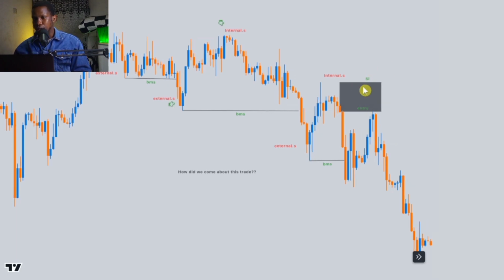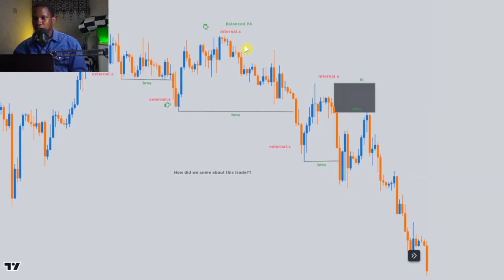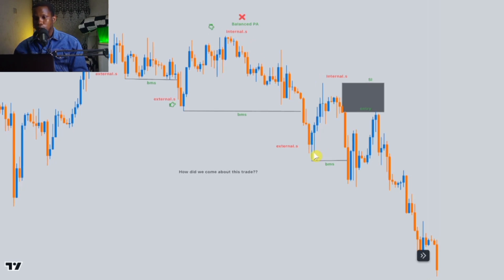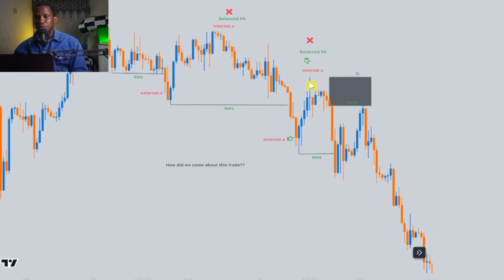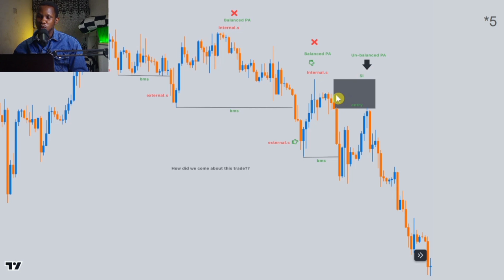Let's eliminate this now. Here, this zone here, is it balanced or imbalanced? The answer is, it is balanced, because this zone tapped this zone before moving to the downside. So it is a bad idea to trade from. Then what of this zone here? Is it balanced or imbalanced? Balanced, because before the market moved to the downside, it first tapped this level here, which makes it a bad idea to trade from. Then finally this zone here, is it balanced or imbalanced? The answer is, it is imbalanced, because there weren't any taps before it finally moved to the downside.